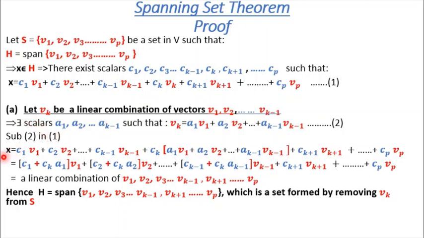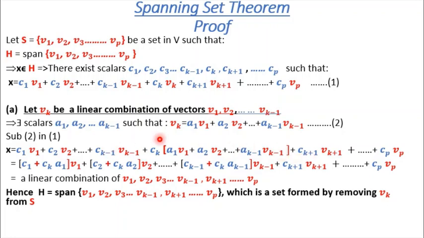Substituting 2 in 1, I'll get x is equal to c1 v1 plus c2 v2 plus and so on, ck minus 1 vk minus 1. Till here it's fine. Then, ck into, in place of vk, I am writing this entire equation 2. That is a1 v1 plus a2 v2 plus and so on, ak minus 1 vk minus 1. The vk value I substituted here. Then the rest of the terms are the same, plus ck plus 1 vk plus 1 plus and so on, plus cp vp.